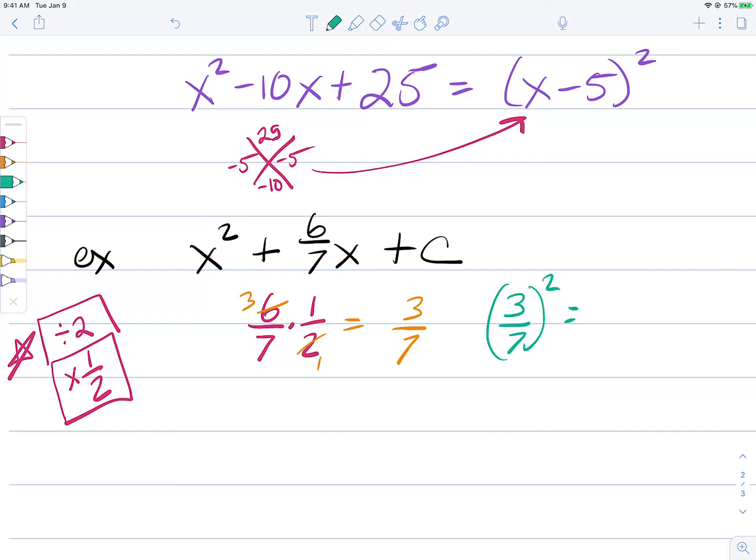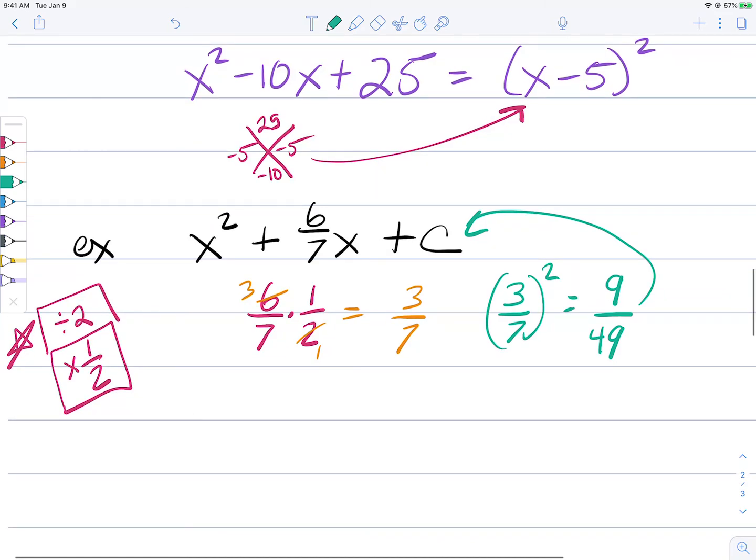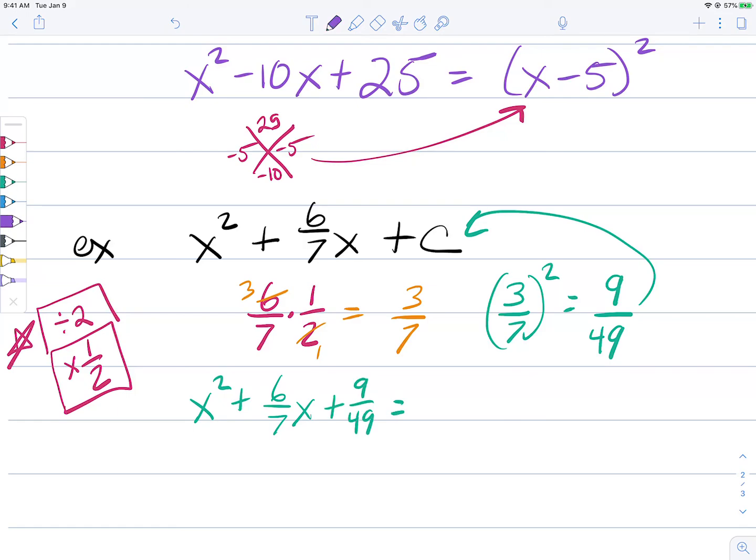This is not as complicated as it looks. Basically, 3 squared is 9 and 7 squared is 49. So there is the constant that I'm missing to make a trinomial square. I would have x squared plus 6/7 x plus 9/49. And if I were to factor that, remember this is our key for factoring, I'm going to have x plus 3/7 squared. So there is our trinomial square, and that is what it is when it is factored.